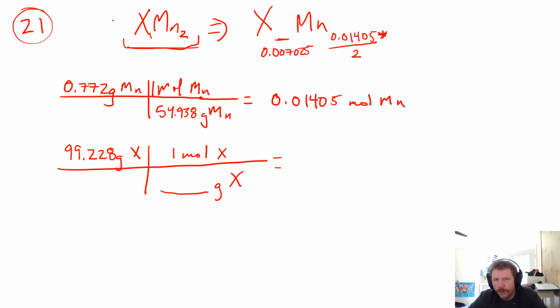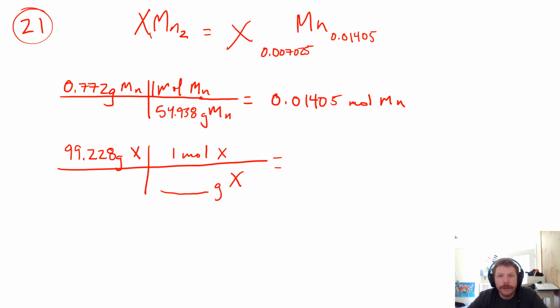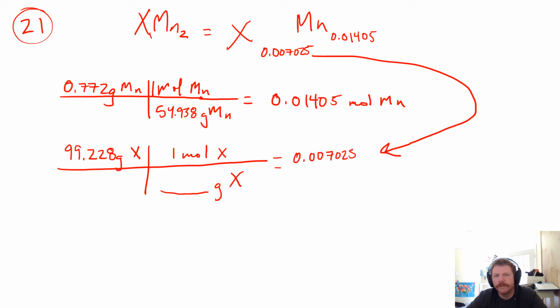0.007025. So the formula, let me erase some of this, rearrange it a little bit. X, and my subscript of 0.007025 is the same as this right here. They have the exact same molar ratio to one another. Okay, what do I do with that number? Why did I make that number or get that number? Well, that is going to be right here, 0.007025 moles of my protein, X.